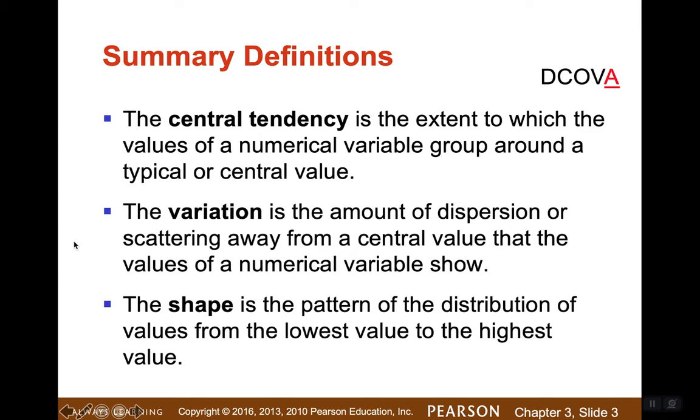Variation is the amount of dispersion, or scattering, away from the central value. So we have central tendency around a central value, and then the variation is all the stuff that spreads around it. And then the shape is the pattern of the distribution of the values, running from the lowest value to the highest value. These are all designed to give us some sense of what the data looks like.